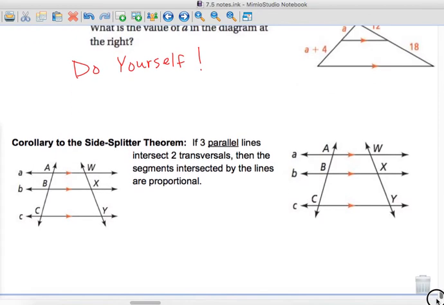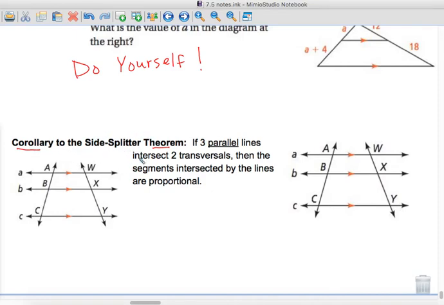Try this. Alright, then we have a corollary to the side splitter theorem. Corollary, or for Canadians, corollary. The corollary is, more bonus points if you remembered and can prove it. A corollary is a little extra piece to a theorem that's more specific usually. So we take this theorem and then we take it one step further and we get the corollary.